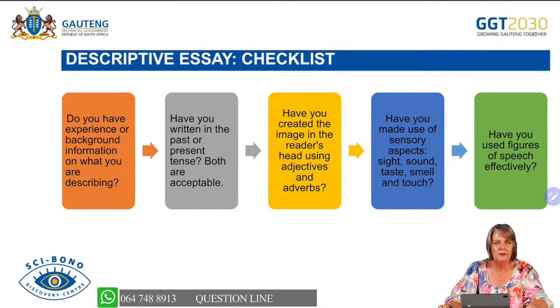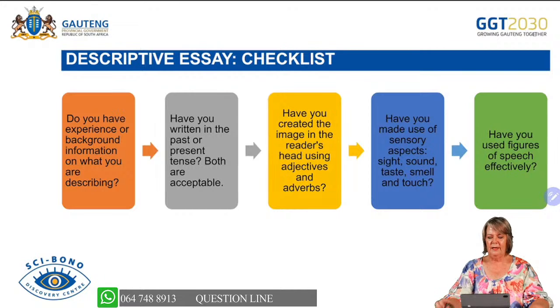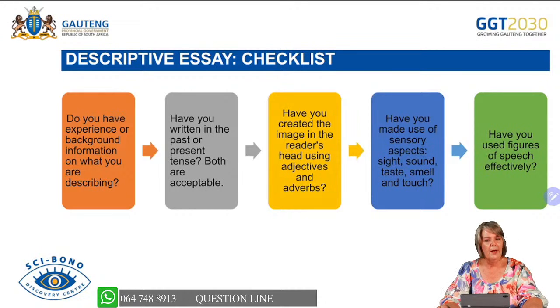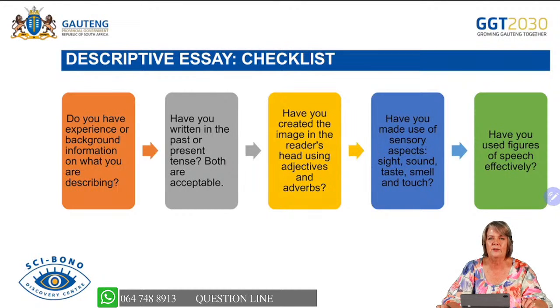Have you written in the past or the present tense? Remember, both are also acceptable. It's not like in a narrative where you actually primarily write in the past tense. Have you created the image in the reader's mind or head using adjectives and adverbs? Remember, have you painted the picture with words? Have you made use of sensory aspects such as sight, sound, taste, smell, and touch? Remember, you don't have to cover all of them, and not in every paragraph, because that will then become too much again. But touch on certain elements of the senses.